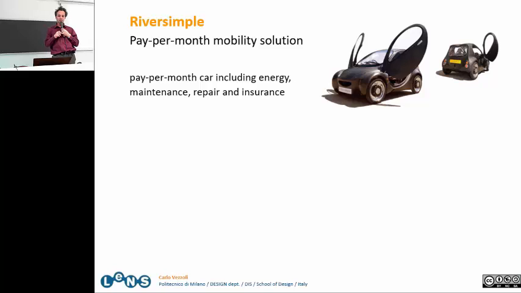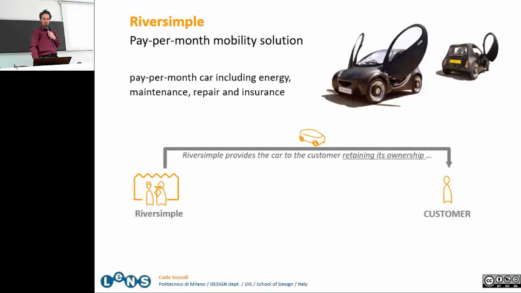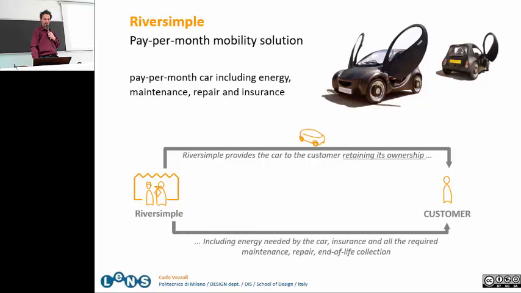River Simple, which we introduced before, is in the UK a pay-per-month mobility solution. You pay a given amount per month, and you have the car, including the energy, maintenance, repair, and the insurance. So River Simple gives this to the customer, retaining the ownership of the car, including all those services that I just mentioned. The customer pays this fee per month.